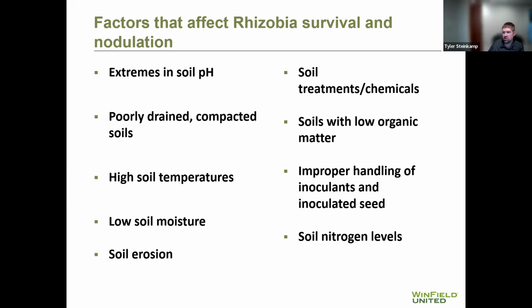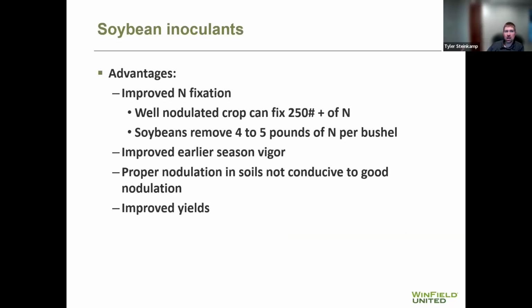Here are all the different factors that could cause issues with survivability of rhizobium: extreme soil pH, poorly drained or compacted soils, high soil temps, low moisture, soil erosion, soil nitrogen levels, soil treatments, and chemicals. All of these can cause low survivability of rhizobium, and we need to inoculate those crops, because with a well-nodulated crop, you can fix over 250 pounds of nitrogen per acre. That's absolutely key to get good overall results.